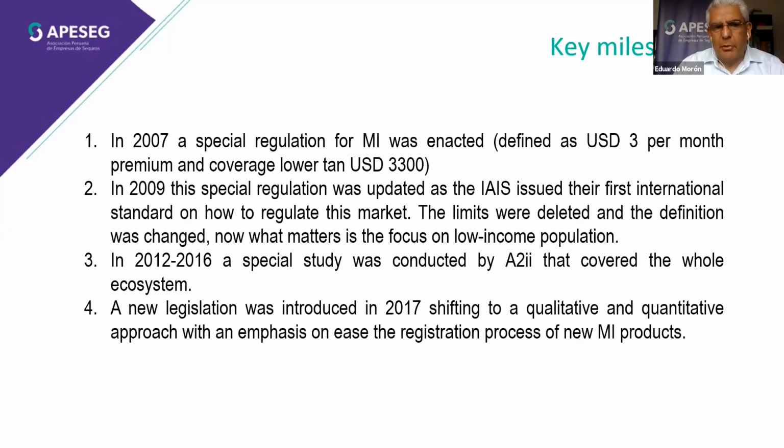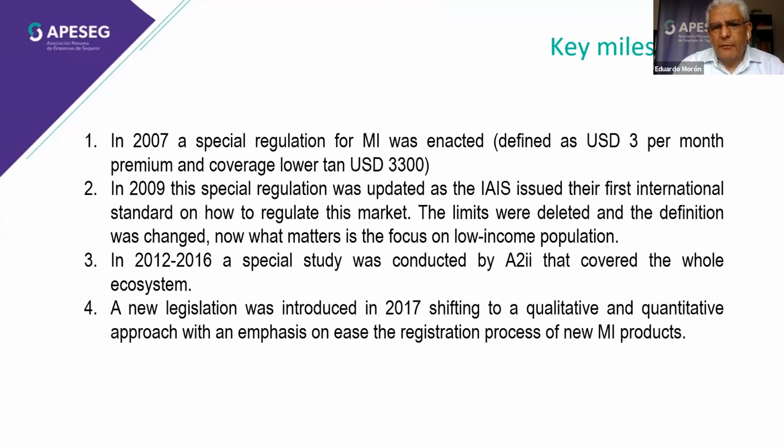Actually, that push lasted a couple of years, and then the regulator saw the first international standard issued by the IAIS on how to regulate those markets, and those limits were completely deleted. Now the definition was changed in a change of the regulation. Now it was more of a qualitative approach, and the idea was that microinsurance products should be those focused on low income population. The problem is that, as I mentioned in the first part of my presentation, you are talking about probably 2/3 of families if you are looking at low income population. So it's a huge market, and a very heterogeneous market.